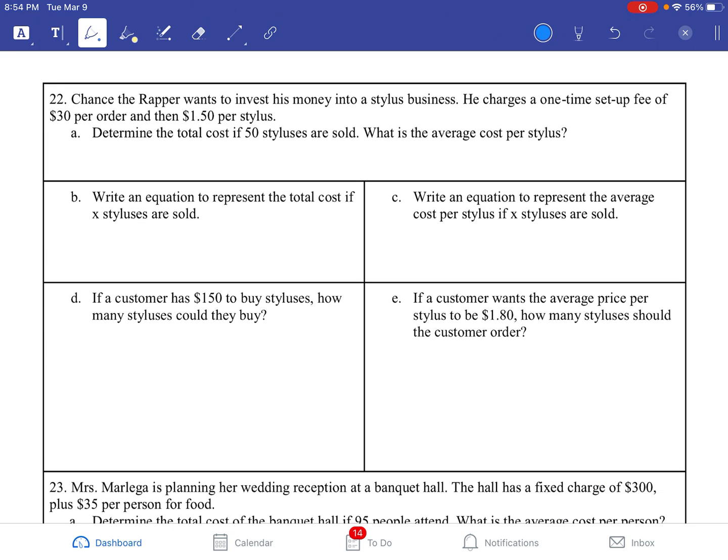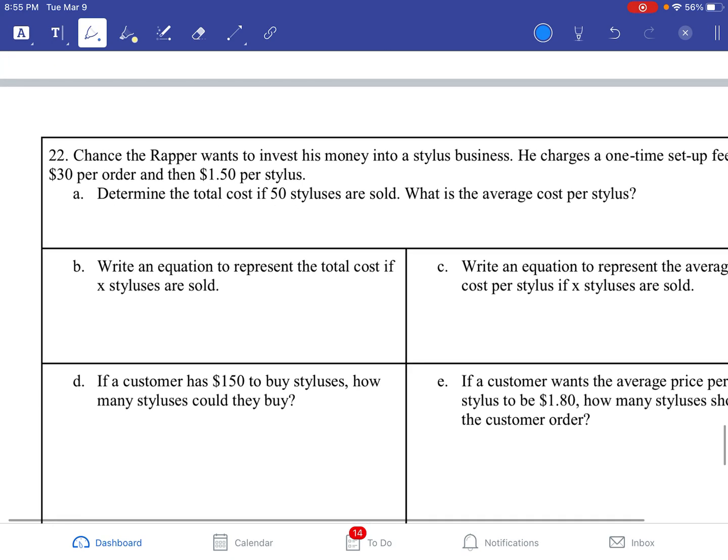All right. Number 22, Chance the Rapper wants to invest his money into stylist business. He charges a one-time setup fee of $30 per order and then $1.50 per stylus. Determine the total cost if 50 styluses are sold, and what is the average cost per stylus. Now, I told you in the notes, these problems a lot of times have 2 questions in the first part. So we're going to find 2 things here, the total cost and the average cost.